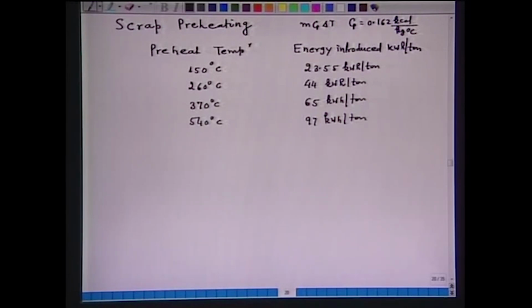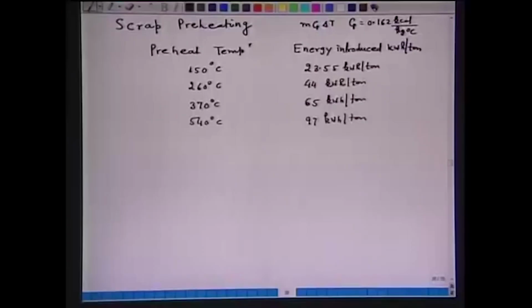Naturally, the more heat there is with the preheated scrap, the more energy will be introduced. So, less energy will be required from electricity. So, the obvious advantages of preheating scrap are, though it is obvious, but still to complete the lecture I would like to write down the advantages.